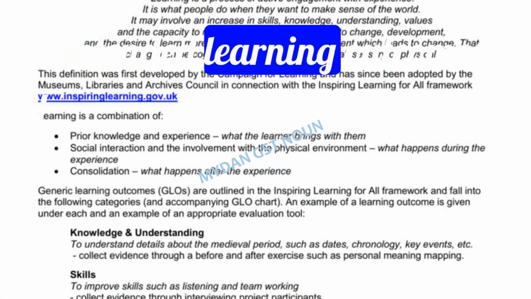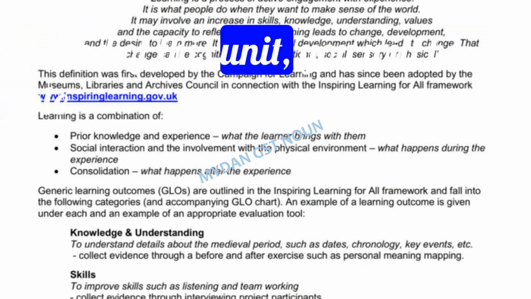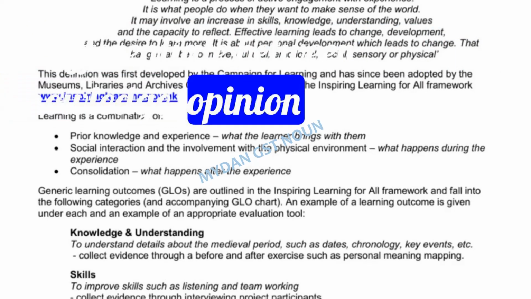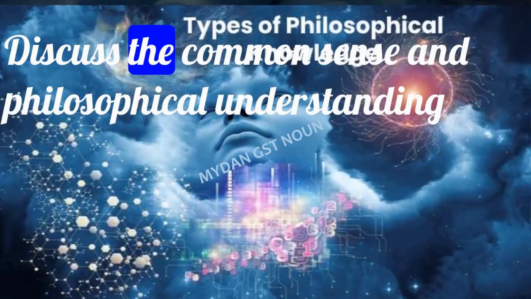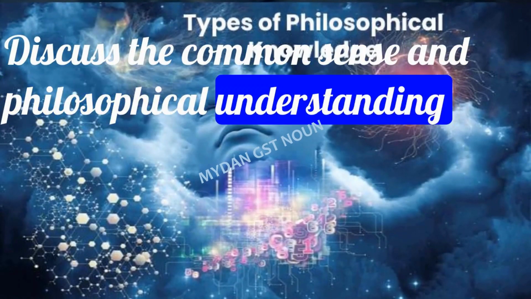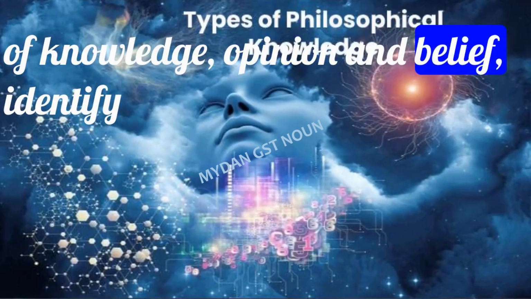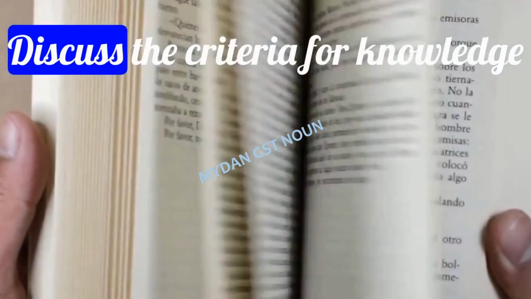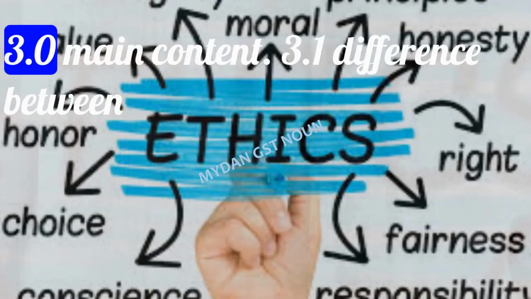2.0 Intended Learning Outcomes. By the end of this unit, you will be able to differentiate between knowledge, opinion, and belief; discuss the common sense and philosophical understanding of knowledge, opinion, and belief; identify the different sources of knowledge; and discuss the criteria for knowledge.